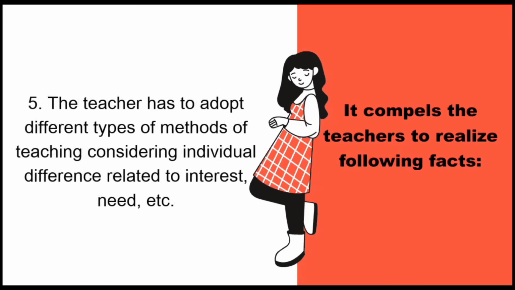The fifth one, the teacher has to adopt different types of methods of teaching considering individual differences related to interests and the learner's needs. Each student is a unique individual, so a teacher should cater to his or her learners' differences, neither to narrow the gap between learners nor to even out their abilities and performance. It should aim for understanding why students are able to learn well and finding appropriate ways to help them learn better.